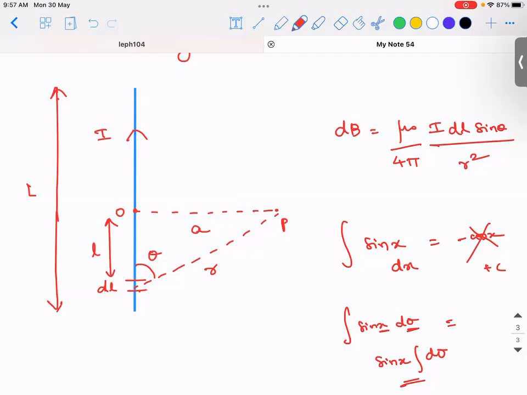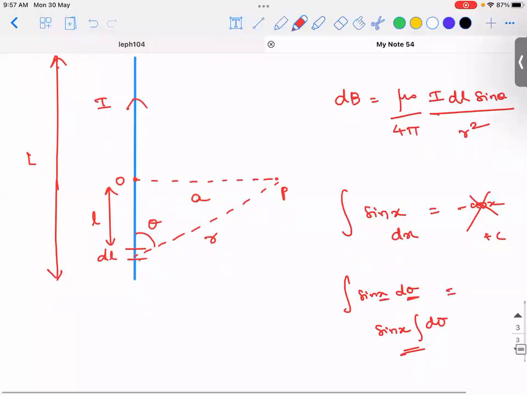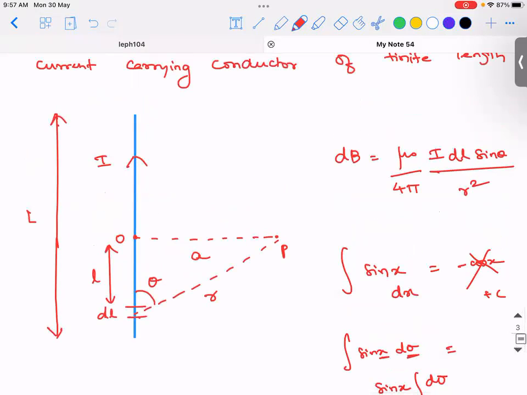I'm able to see dl, but the question is, is sin theta related to dl? Is r square related to dl? There could have been two things. I could have integrated with dl, provided I had only dl as a variable and everything else as a constant, like how I did for sin x d theta. Correct? But here, what is happening?